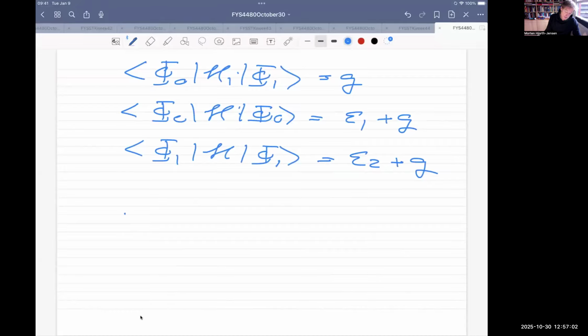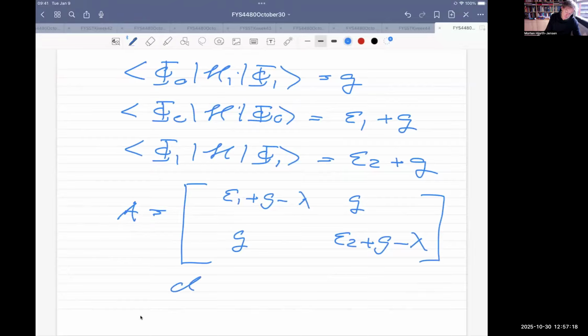So we simply had a matrix A, which we could define as epsilon 1 plus g minus lambda, g, and then g and epsilon 2 plus g minus lambda. And then obviously the equation which leads to the characteristic polynomial is the equation where we require that the determinant is equal to 0.